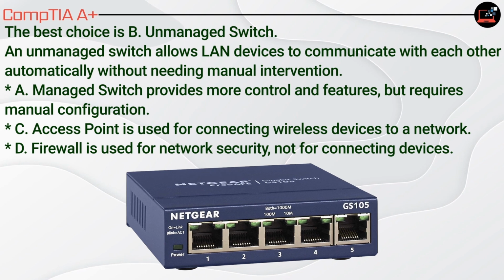The best choice is B. Unmanaged switch. An unmanaged switch allows LAN devices to communicate with each other automatically without needing manual intervention. A managed switch provides more control and features, but requires manual configuration. C. Access point is used for connecting wireless devices to a network. D. Firewall is used for network security, not for connecting devices.